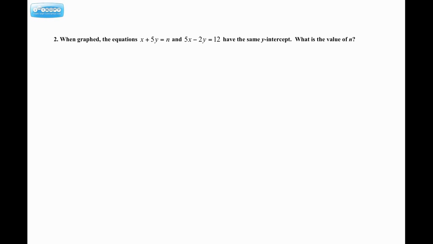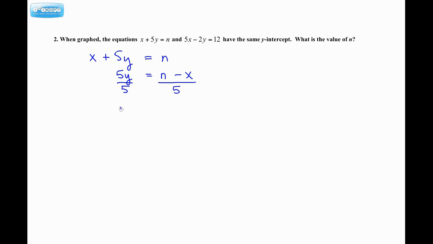Well, one thing we can do is let's just convert both of these equations into slope-intercept form. Let's see what happens. So x plus 5y is equal to whatever n is. All right, so let's get this in slope-intercept form. So I'm going to subtract x from both sides. I'm just not going to write it this time. So 5y equals n, take away x. But now I need to divide everything by 5.